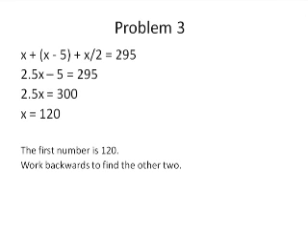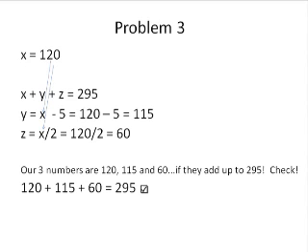And we find the first number is 120. Working backwards using substitution, we can find the other two numbers. So our three numbers are 120, 115, and 60, and they do add up to 295.